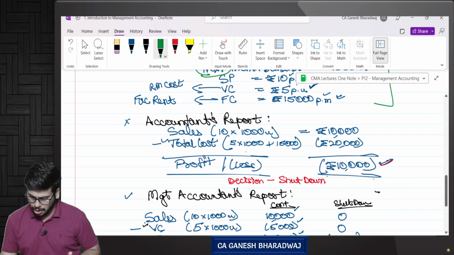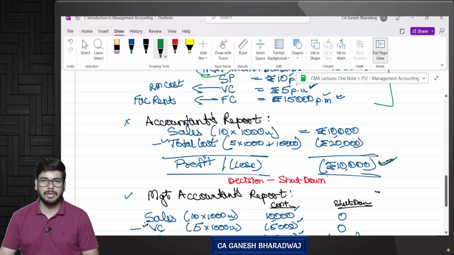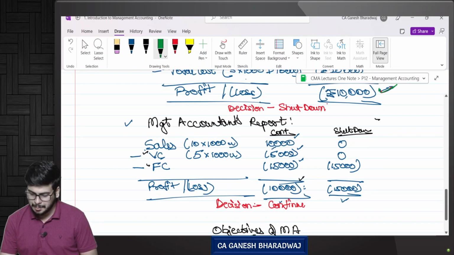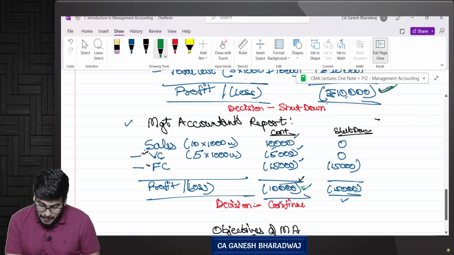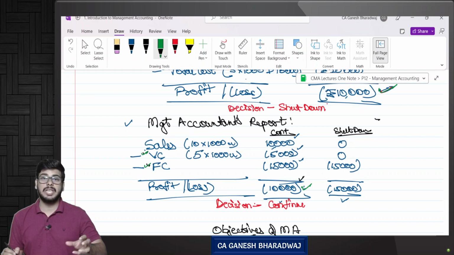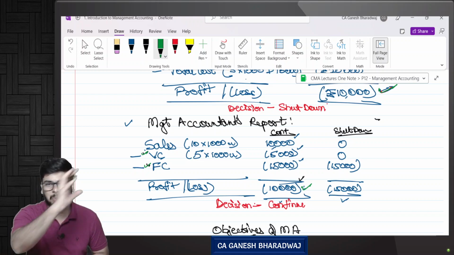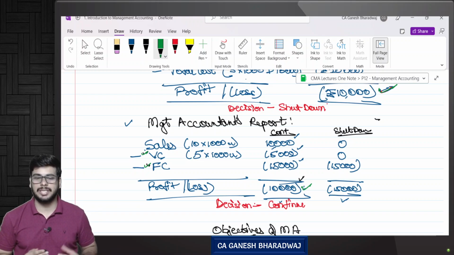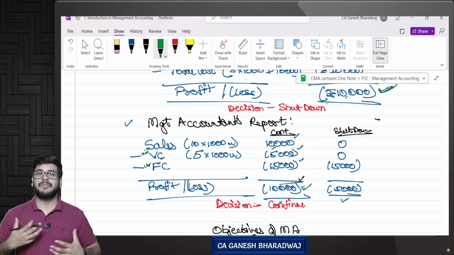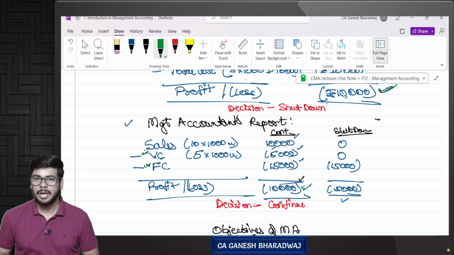The accountant also reported the same loss, whereas the management accountant also reported the same loss. But the breakup of the overall cost into variable cost and fixed cost made the difference here. Are you clear? Scenario wise I could analyze and I can clearly come up with a proper decision. Are you clear with this? This is where we actually have an extra value addition in management accounting. Are you clear with this, guys?